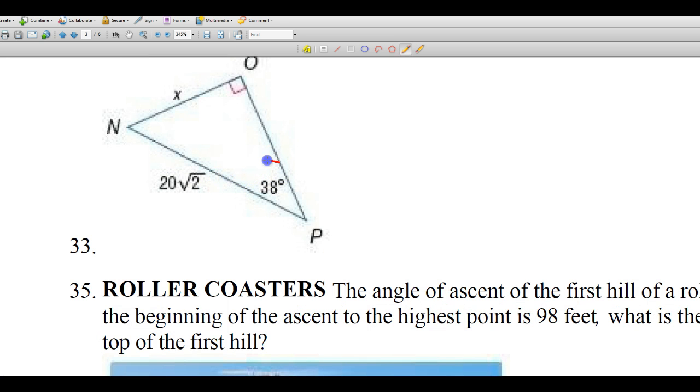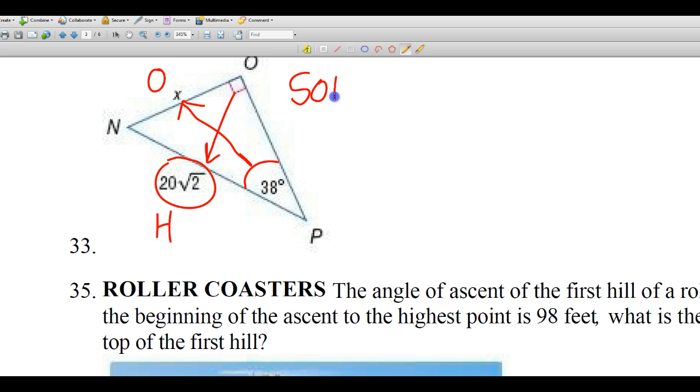On number 33, our angle is 38 degrees. In relationship to this angle, we are looking for this side, which is opposite from the angle. We're given this side, which is opposite from the right angle, so that is the hypotenuse. And from SOHCAHTOA, we would have SO, which is sine, which is opposite over hypotenuse. So the sine of 38, put that over 1, is equal to opposite over hypotenuse.